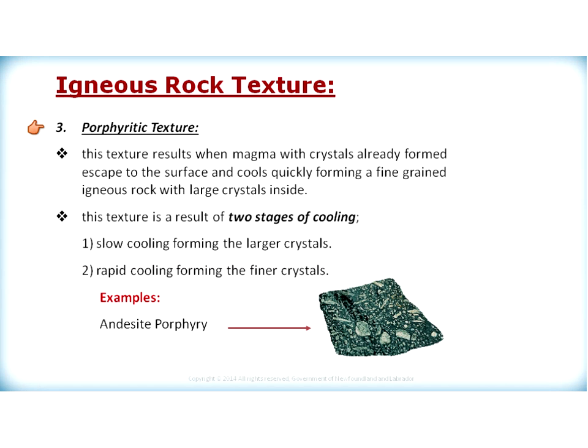The third type of texture, which is seen in igneous rocks, is called porphyry texture. This texture results when magma with crystals already formed escapes to the surface and cools quickly, forming a fine-grained igneous rock with large crystals inside. This texture is a result of 2 stages of cooling. First, we have slow cooling beneath the Earth's surface in a plutonic environment, which forms the larger crystals that we see in the rock here.